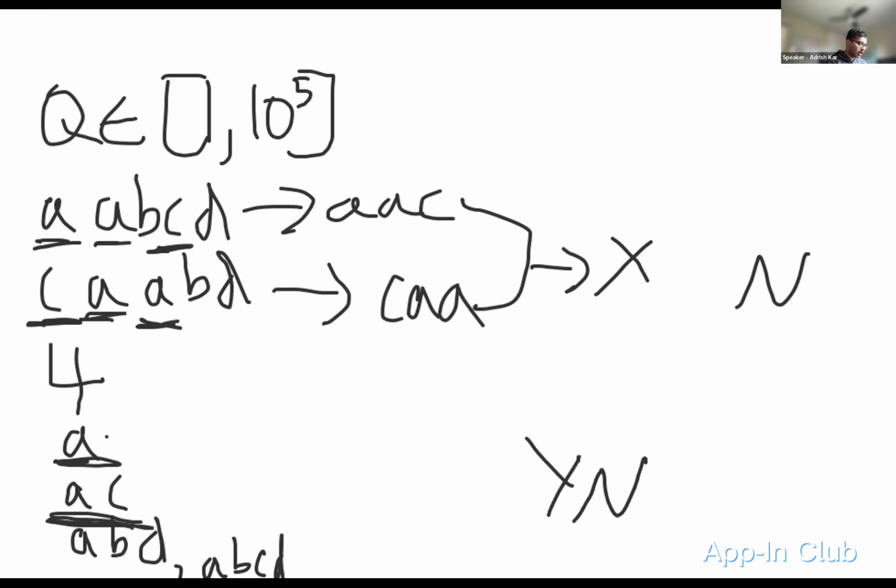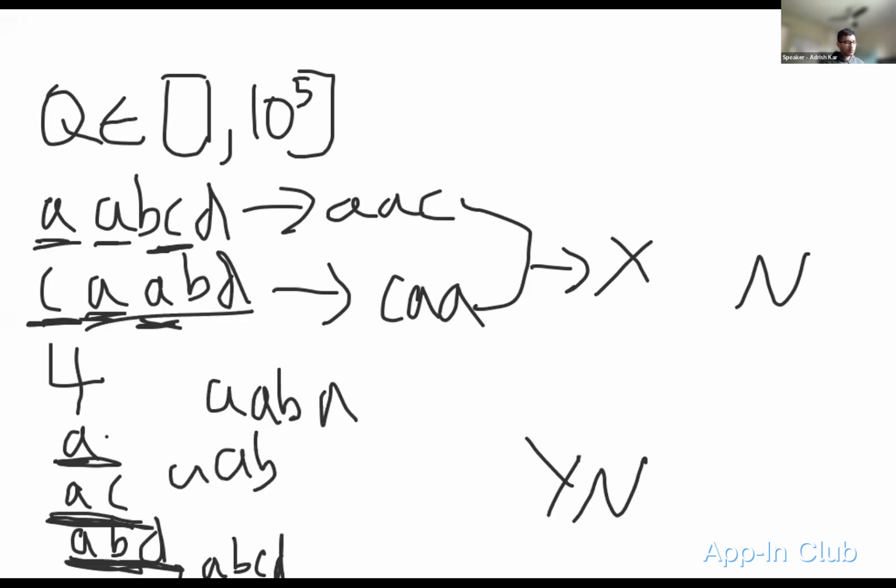So for ABD, if we just focus on this third one, for the first string we have AABD, and for the second one also AABD. So the third letter would be Y, and then for the last query, we can obviously see that this is not true. So that's essentially the essence of the problem.